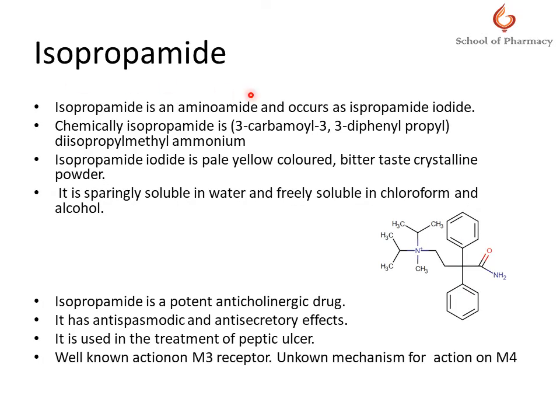Now isopropamide. Isopropamide is an amino amide which occurs as isopropamide iodide in the form of a salt. Chemically, isopropamide is 3-carbamoyl-3,3-diphenylpropyl diisopropylmethylammonium, and it is a pale yellow, bitter-tasting crystalline powder. It is soluble in water, chloroform, and alcohol. It is a very potent anticholinergic drug with antispasmodic and antisecretory effects, also used in the treatment of peptic ulcer. It has a very well-known action on the M3 receptor, and does some action on M4, but that is still unknown.